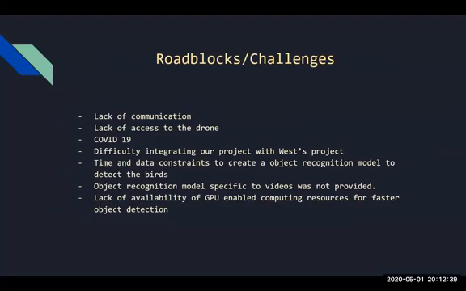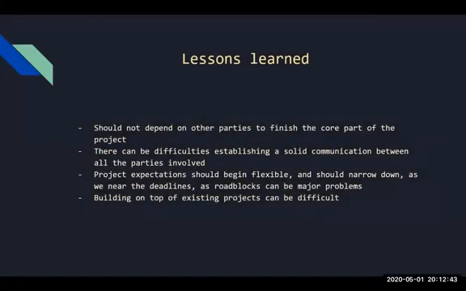Some of the lessons that we've learned throughout this is that we should not and cannot depend on other parties to finish core parts of the project. It's really good that we have at least a hand in these core concepts and core functioning pieces to ensure that they are getting done in a timely manner. There can be difficulties establishing solid communication between all the parties involved, whether that be between us as a group and West, and then even at different points throughout this semester, I know that we've encountered and overcome difficulties being able to meet as a team. Our project expectations should begin flexible and should become more refined and shapely as we get further along in the project and are nearing a product deadline with it. And then our final one is we got to experience firsthand a lot of the difficulties that come along with building on pre-existing projects.